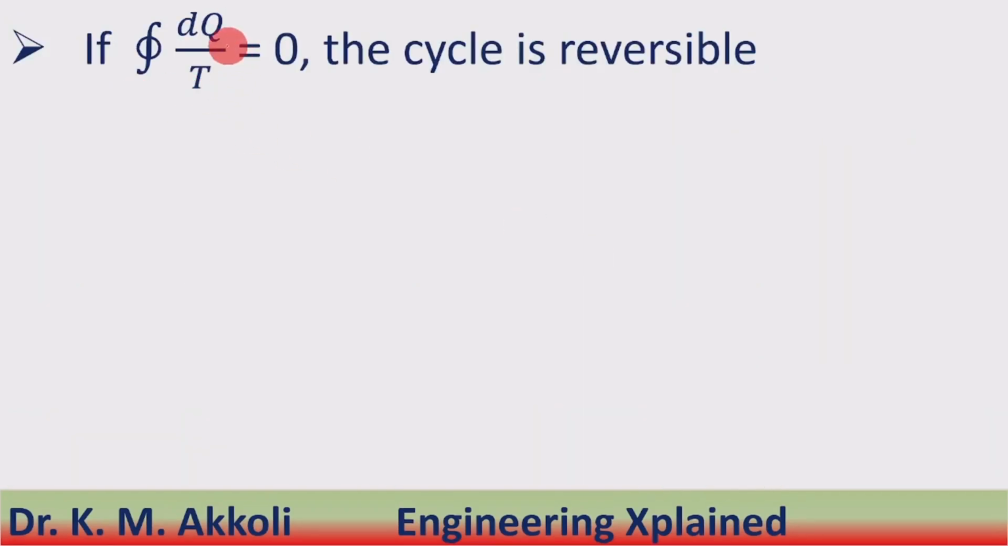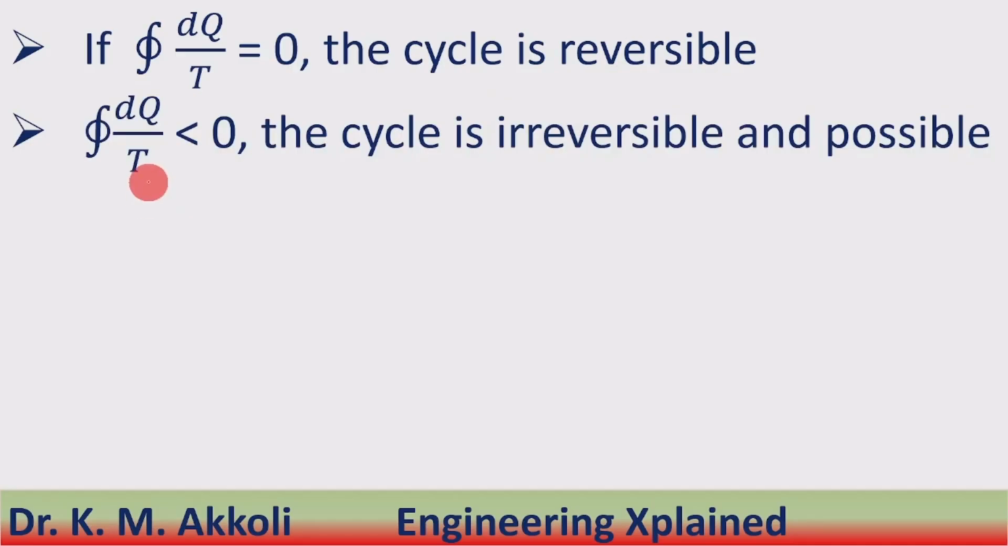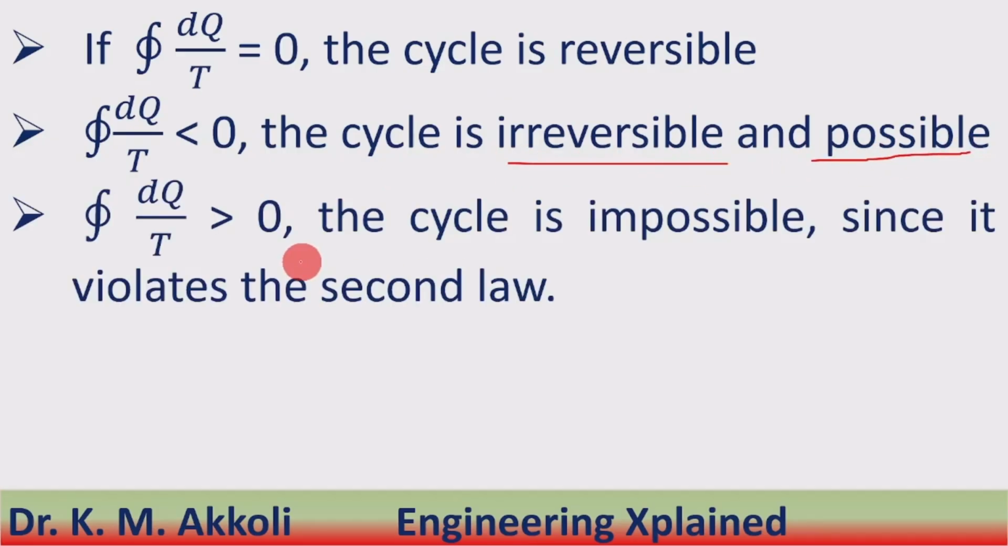If the cyclic integral of dq by T is equal to 0, the cycle is reversible. If the cyclic integral of dq by T is less than 0, the cycle is irreversible and possible. And if the cyclic integral of dq by T is greater than 0, the cycle is impossible since it violates the second law. These first two conditions are considered for possible cycles, and the third condition is not possible for a cycle. These are the conditions given by the Clausius inequality.